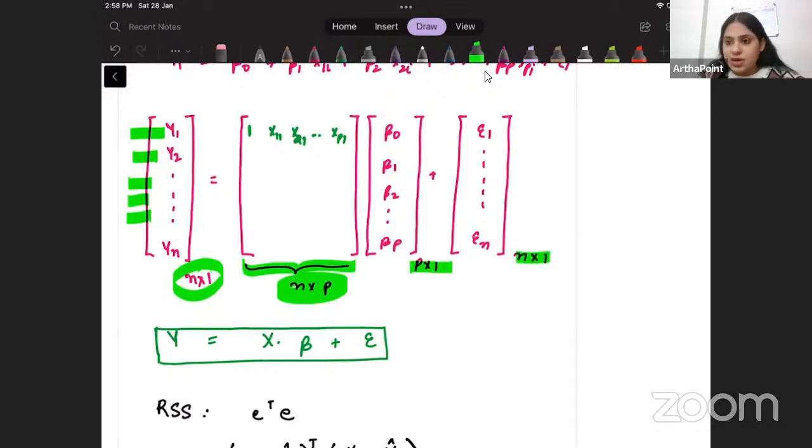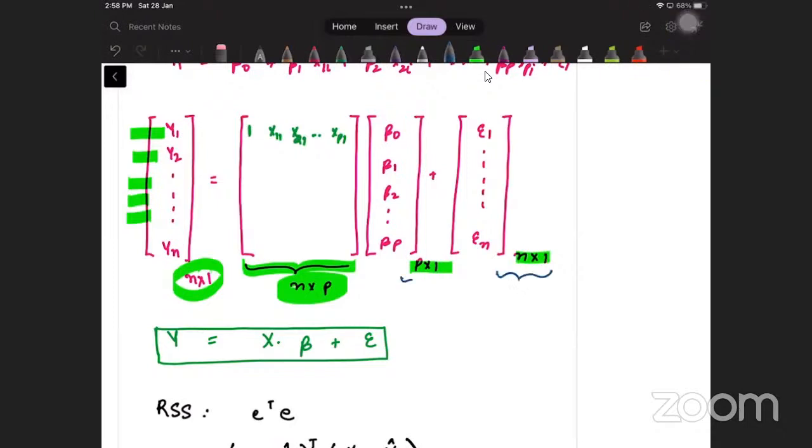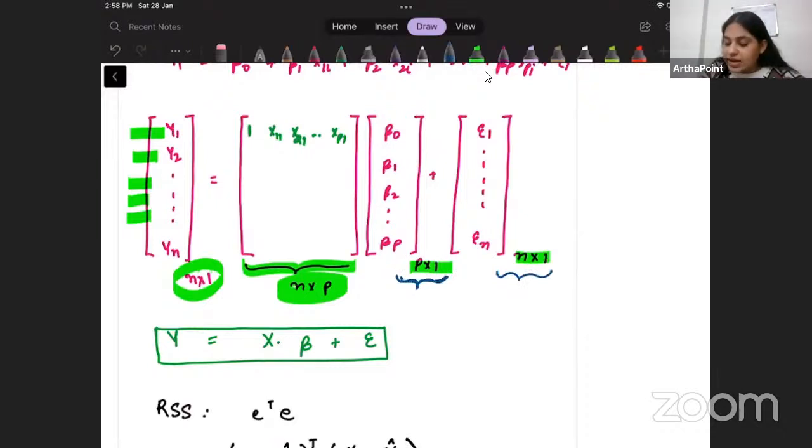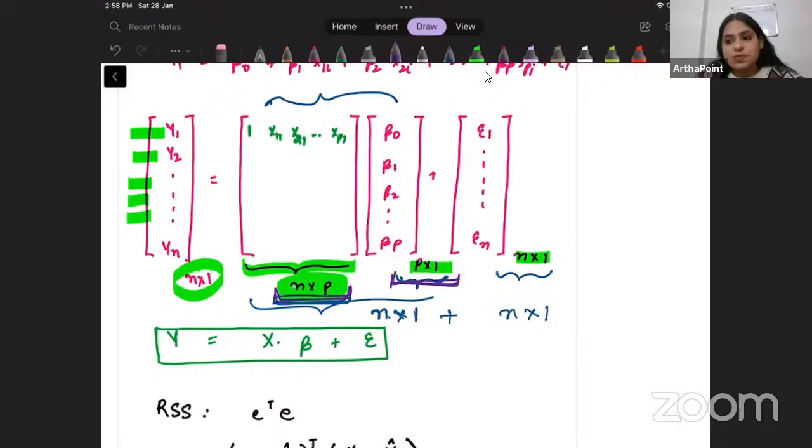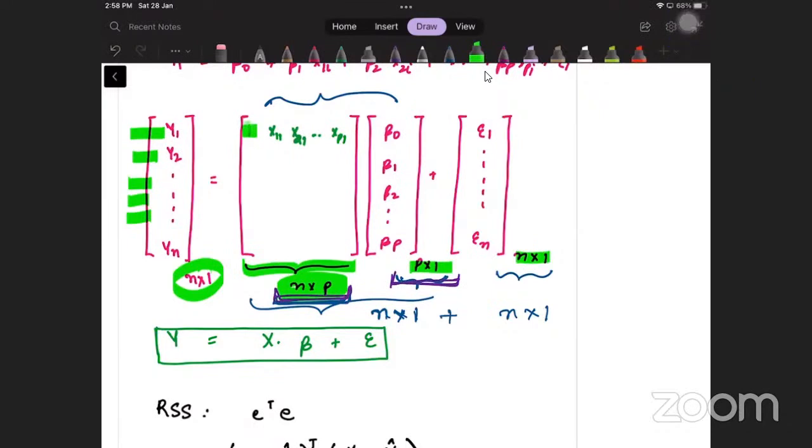Now think about the matrix multiplication. Suppose I have n errors and I have p cross 1 matrix of the parameters. तो इसको क्या होना पड़ेगा so that you get this multiplied? N cross p, because I want this to be of n cross 1. Then only I can add it to n cross 1. And अगर इसको n cross 1 होना है and this is p cross 1, then this must be n cross p. What does this mean? It means that पहला तो हो जाएगा 1, because if I multiply 1 with beta naught, I will get this beta naught.